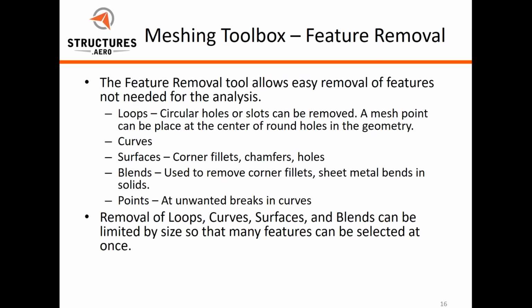The kinds of things we can remove are loops or circular holes or slots. We're going to take a look at that. And one thing to remember is many times we want to remove holes and leave a point at the center of the hole so that the mesher leaves a node at that point, so we can add a constraint, a bolted connection, whatever reason we have for that node. It can be placed there for us by just specifying leave a mesh point. I'm going to show you that.